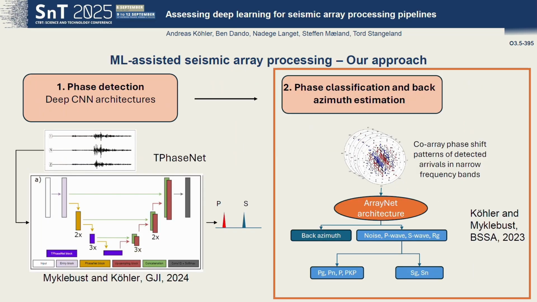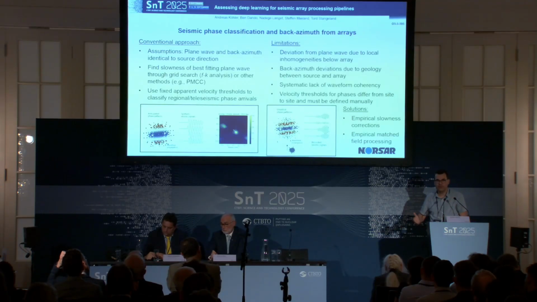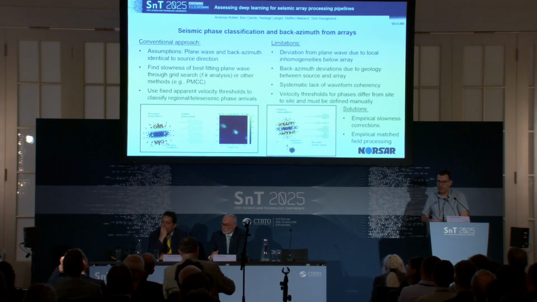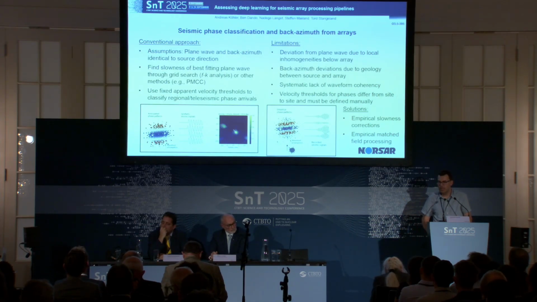So now the second method, ArrayNet. I will talk a bit about what is the motivation for this method. So the conventional approach is to assume a plane wave traveling over the array, and that the back azimuth is identical to the source direction. And then you can fit the plane wave, basically do FK analysis or use some other methods like PMCC.